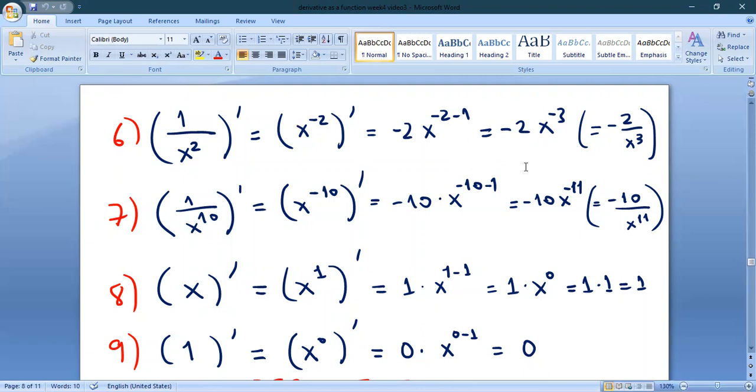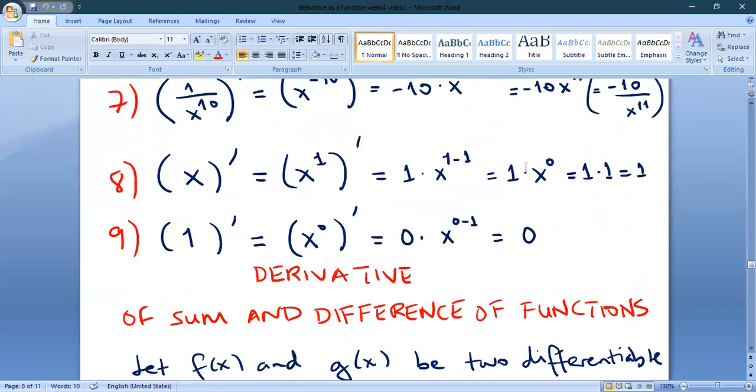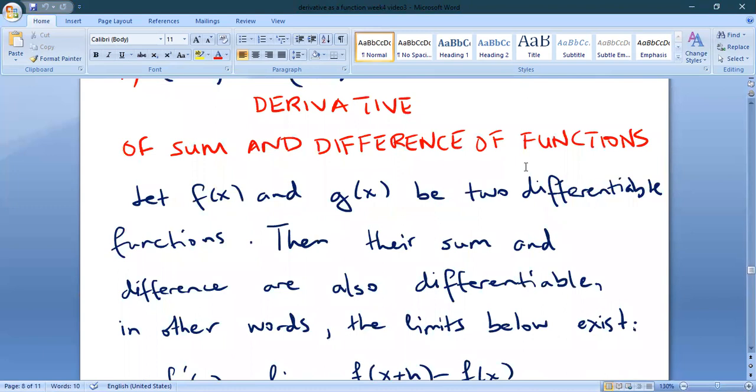Then as a power function, we take power 0 down, multiply it by x to the 1 less power, but that doesn't matter because we are multiplying that function by 0, which makes 0. So derivative of 1 is 0. Okay, now we can actually have some rules for derivatives of functions.